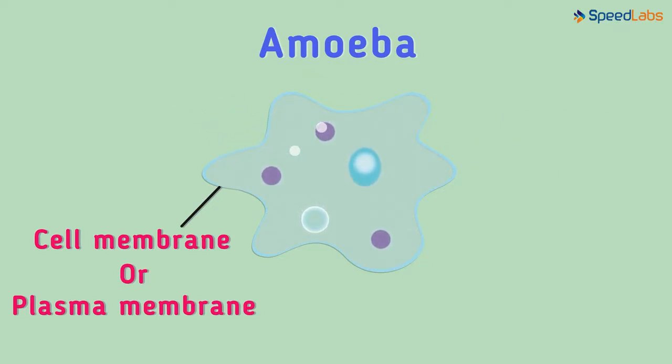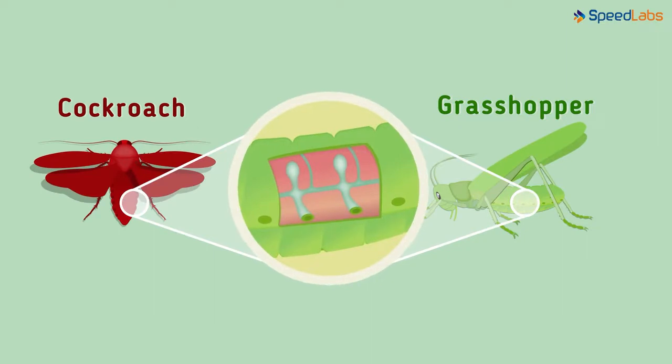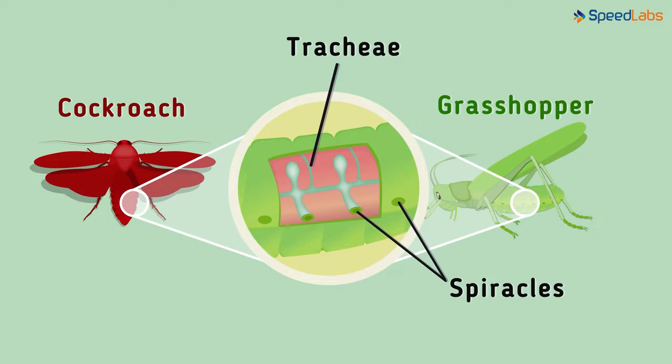That was different. What about insects such as grasshoppers and cockroaches? They don't have lungs either. They have a system of tiny air tubes called the tracheae for breathing. Tracheae are tube-like structures that open on the sides of their body through tiny pores called the spiracles. During respiration, the oxygen-rich air enters the body of these insects through spiracles and reaches all the cells of the body by passing through the network of tracheae.